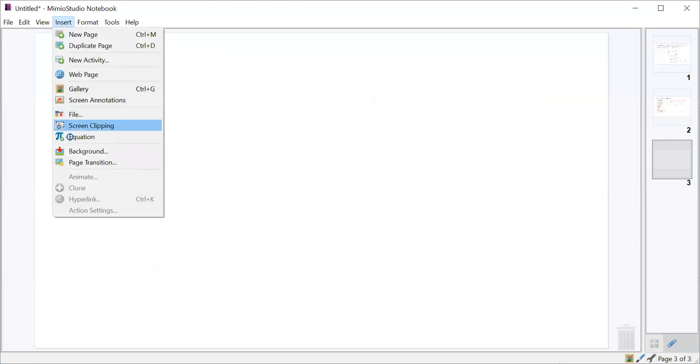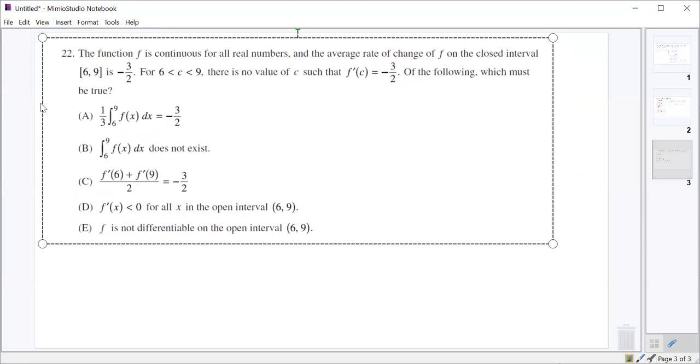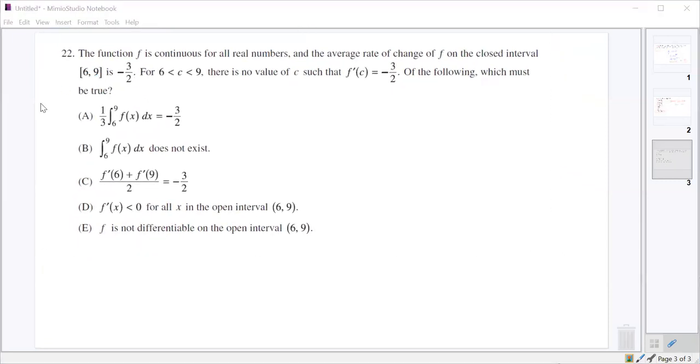Questions like 22 often trip people up, mostly because there's a lot to read and then you have to interpret, and people don't want to read. So it says the function f is continuous for all real numbers. The average rate of change of f on the closed interval from 6 to 9 is -3/2. Okay, cool. For the values of c between 6 and 9, there is not one where the derivative is equal to -3/2. Which of these things must be true?